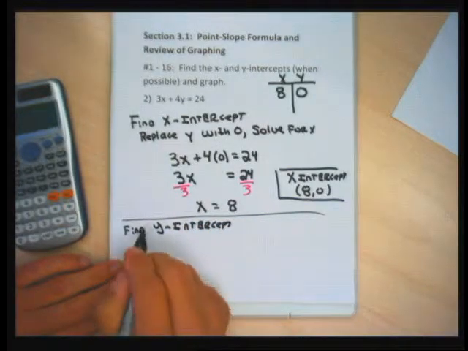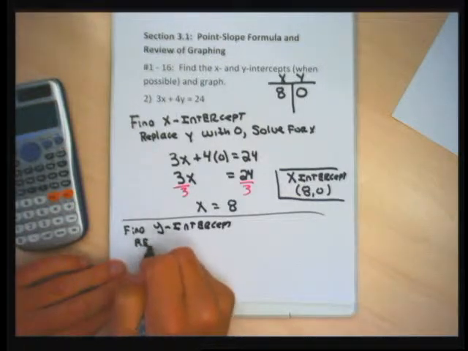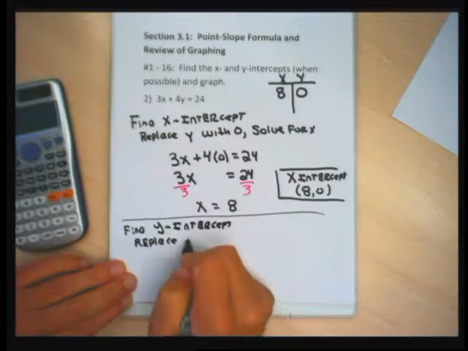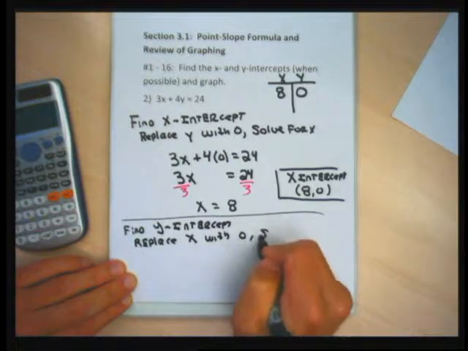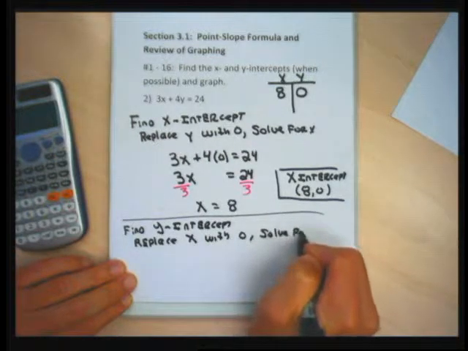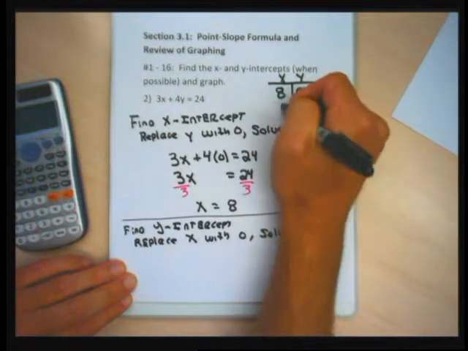And to find the y-intercept, when the equation isn't solved for y, I replace the x with 0 and solve for y. Table-wise, it would look like that.